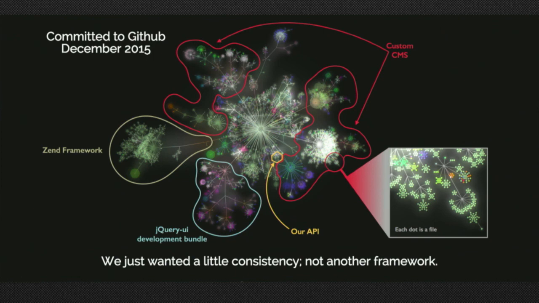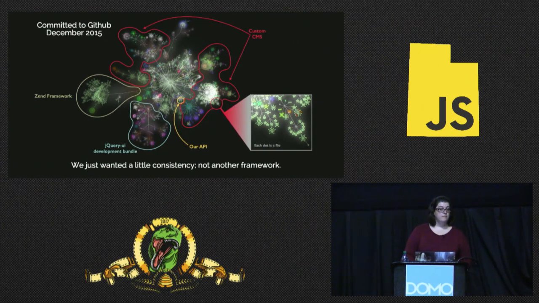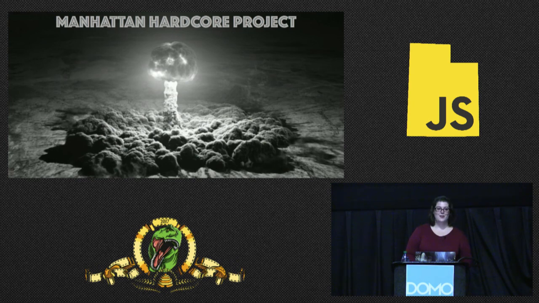So adding another Zend framework or jQuery UI development bundle, or even building upon our custom CMS, was really just more code that we did not want to maintain. So we decided that CSS and JavaScript and PHP, those were going to be fine for us. So we put together a team, a bunch of front-end devs, a couple of designers, and we called ourselves the Manhattan Hardcore Project, because we are making atomic components, people.